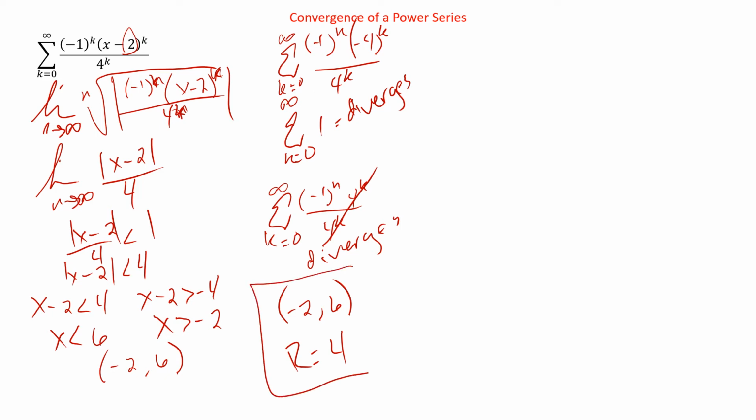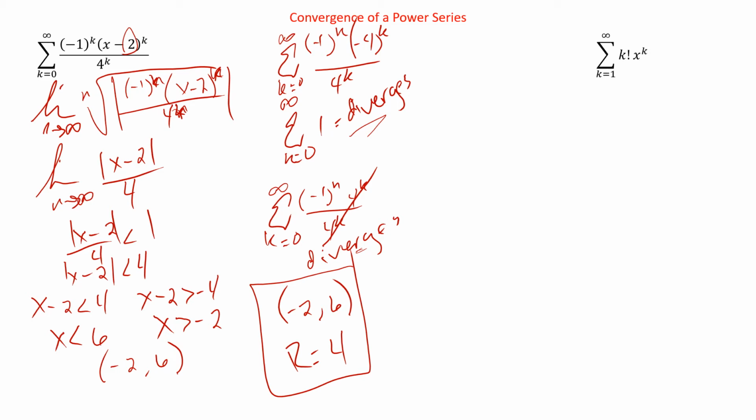And that, again, would not have changed if it had converged at one of the endpoints, or both of the endpoints. The radius would still be 4. The endpoint behavior does not make a difference on that. All right, let's look at another one.